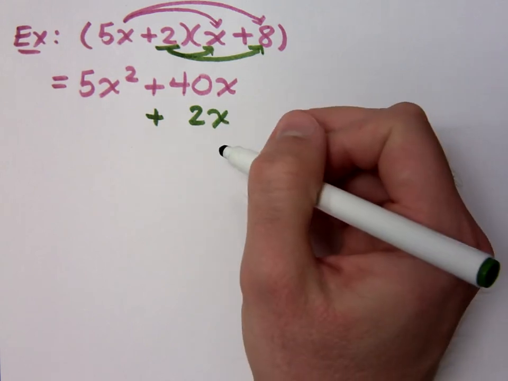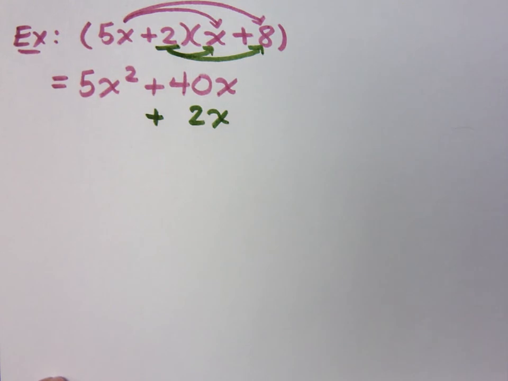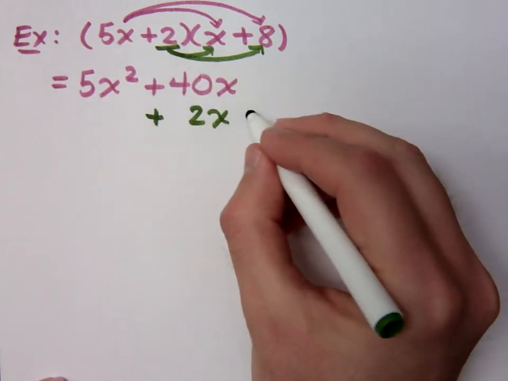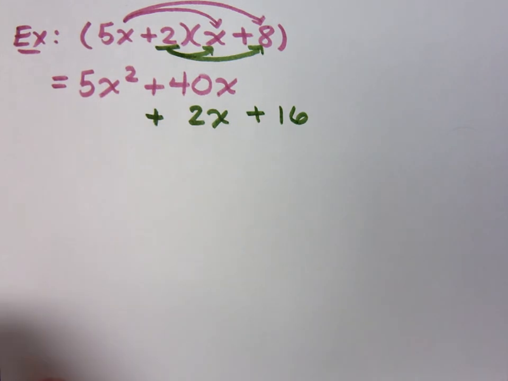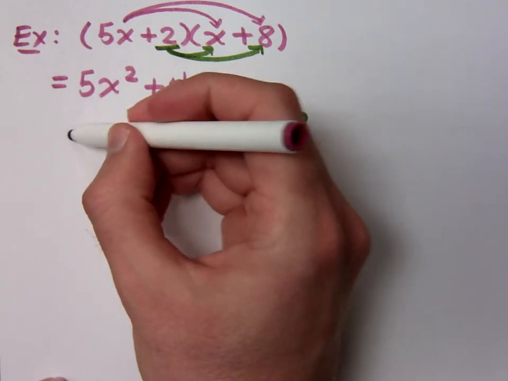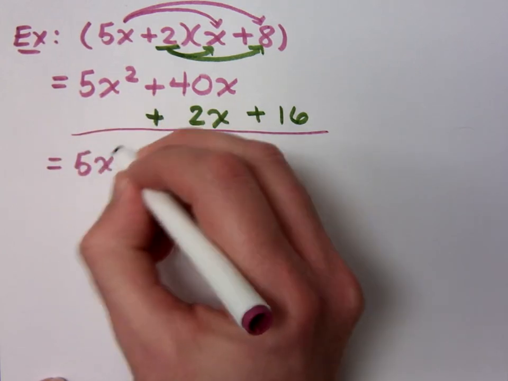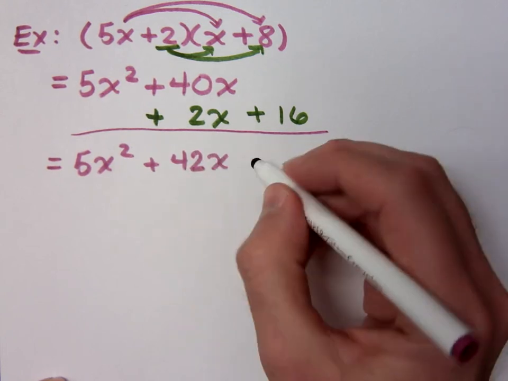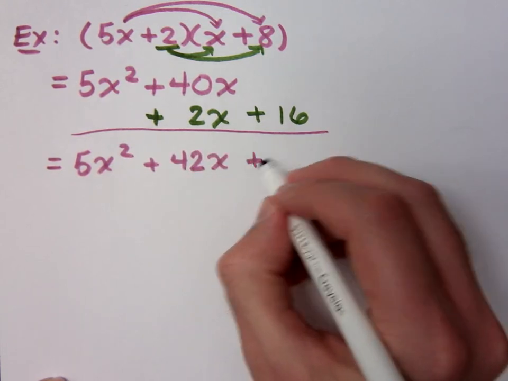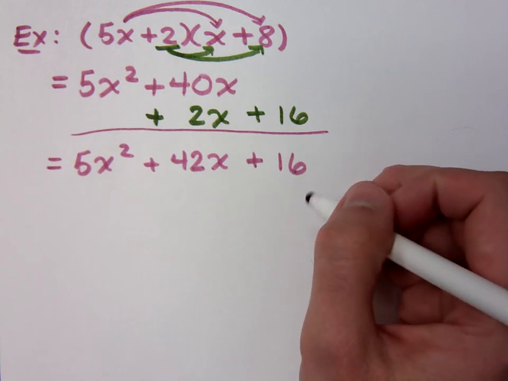Why am I doing that? Because they're like terms, right? Create those columns for adding like terms. And then 2 times 8 is 16. So you combine like terms, and you have 5x squared plus what? 42x. Plus 42x plus 16. Do y'all agree?